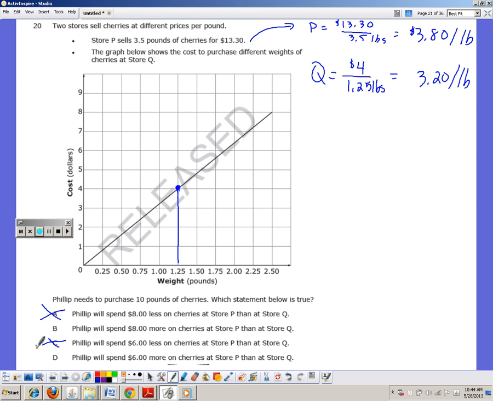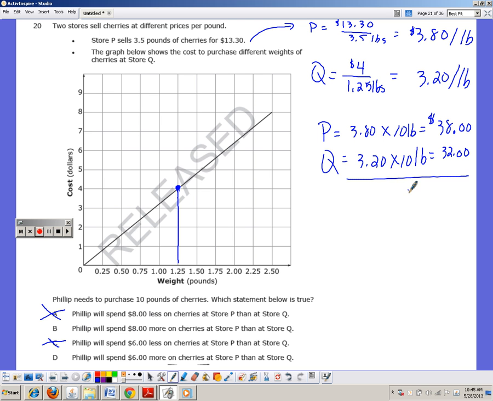Now we've got to figure out how much more we would spend. Well, P is $3.80 per pound times 10 pounds. When you multiply by 10, you move the decimal over one place. Q is $3.20 per pound for 10 pounds. Again, multiplying by 10 means you move the decimal one place over, $32. Okay? And to find the difference, we subtract. So it's $6 more. So the answer is B.